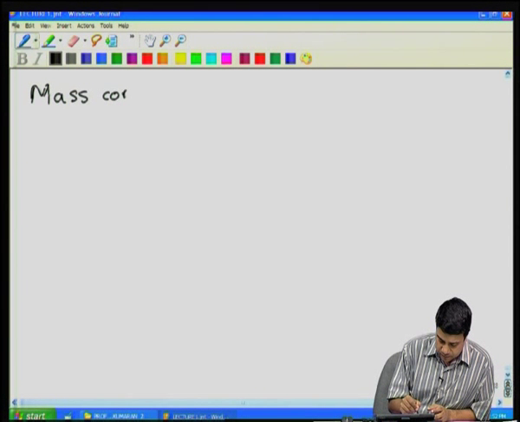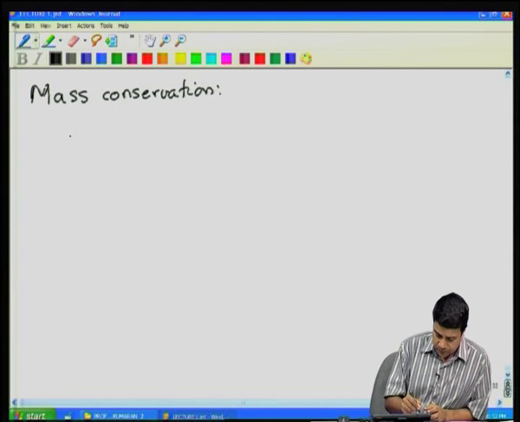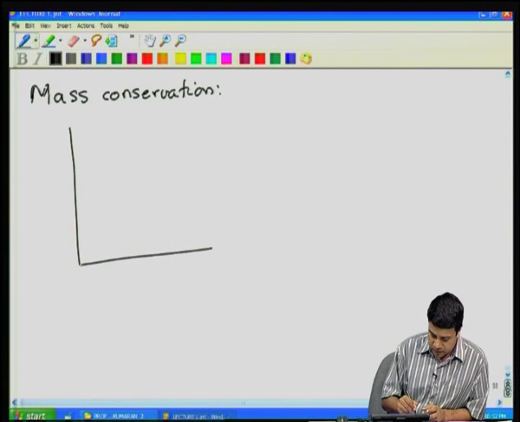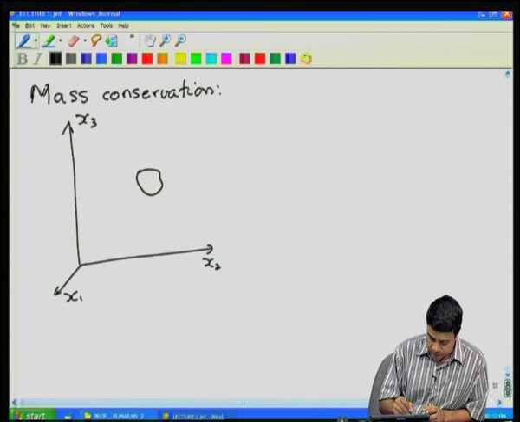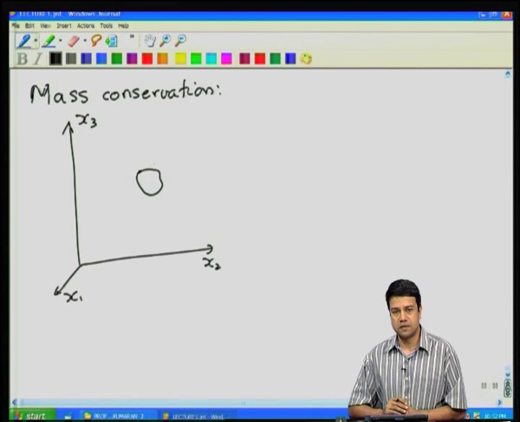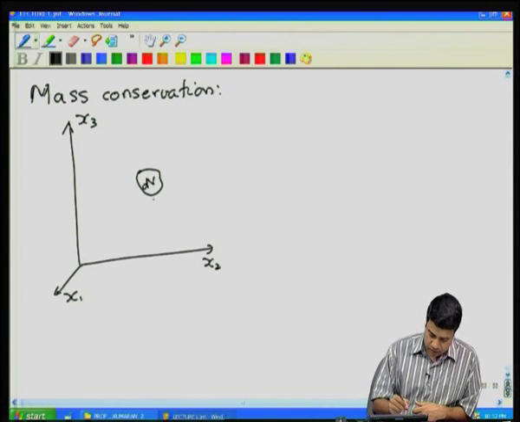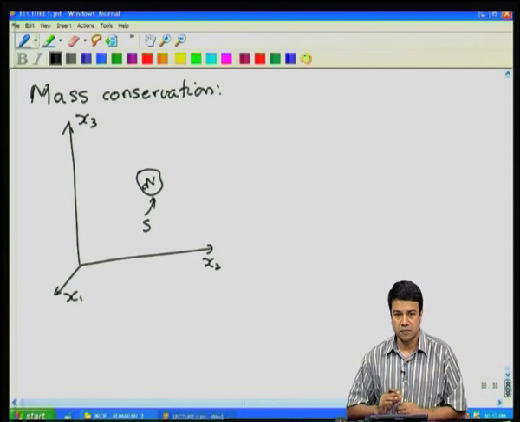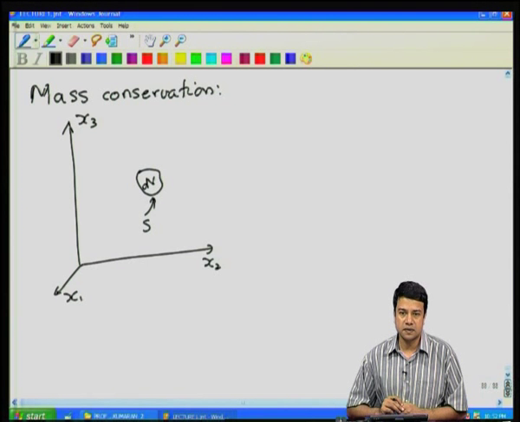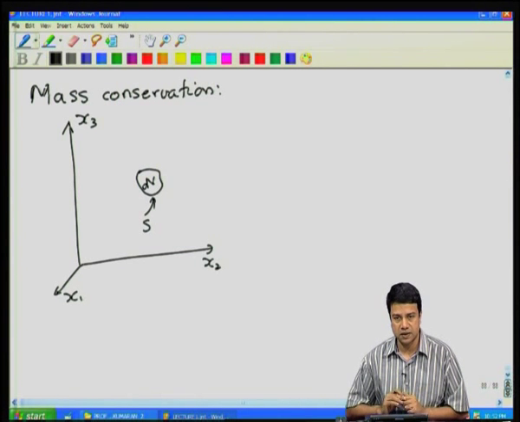Mass conservation. Start off with a differential volume in this coordinate system. Okay. This differential volume dV with a surface S. Differential volume is a material volume. That is, I have a fluid which is moving and there is a fluid velocity which is specified at each point within the fluid. So, I have a fluid velocity field.